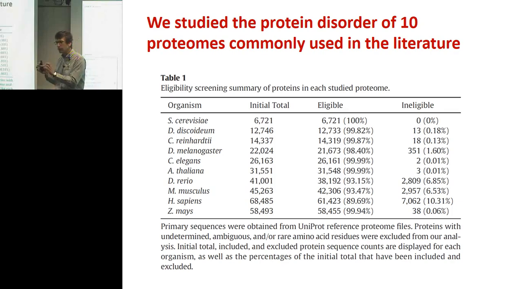We downloaded the proteins from those proteomes from UniProt, and we used the UniProt reference proteome. We eliminated all those proteins that didn't have a full amino acid sequence, that were not determined as well. And we end up leaving just a small group of eligible proteins, which represents most of the time over 90% of the proteome, because now proteomics is a pretty good science.